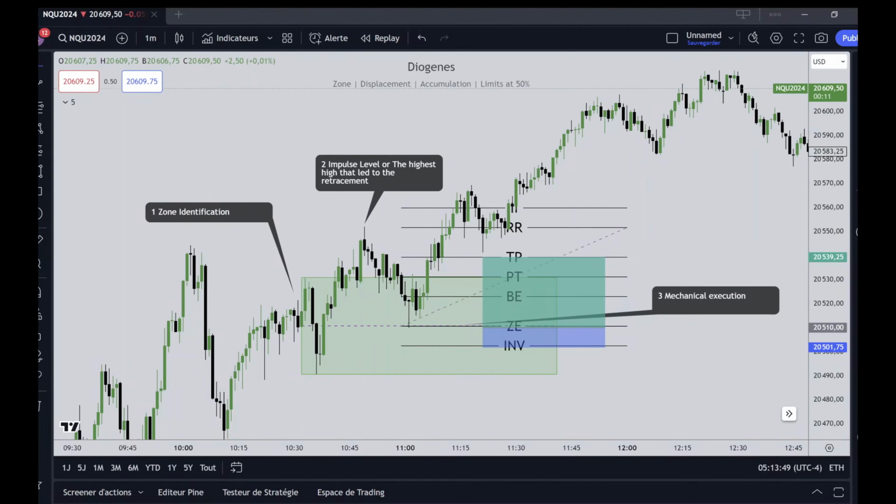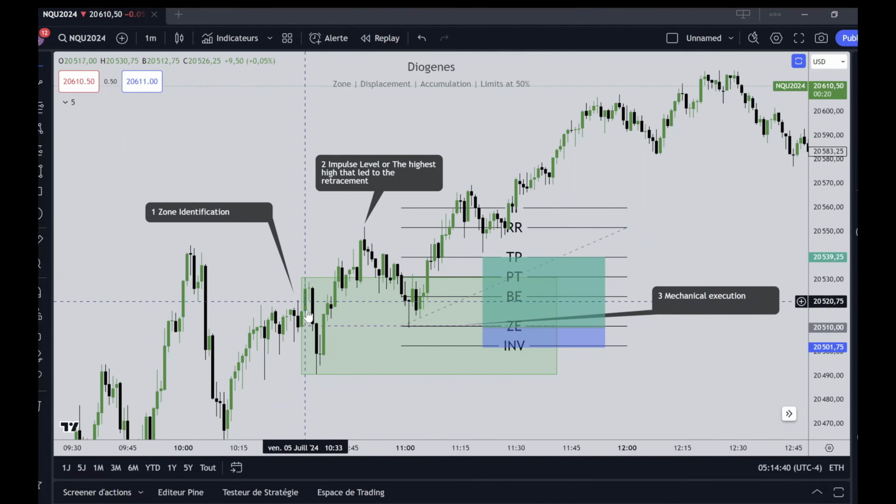So let's break it down into simple steps. The ZIL setup consists of three main components. Number one, the zone identification. Identify the significant zones where price action is likely to react. These zones are crucial as they form the foundation of the ZIL strategy. Number two, the impulse levels, or the highest high or lowest low that led into the retracement to the 50%. Number three, the mechanical execution.